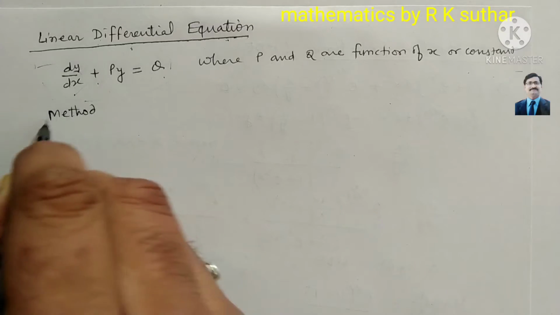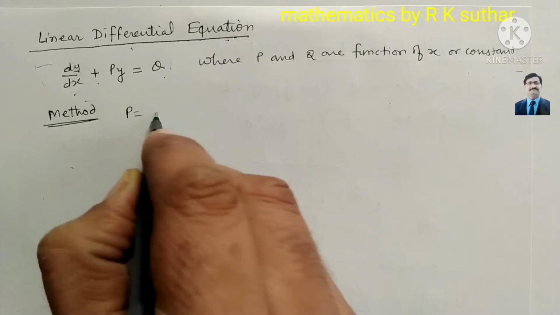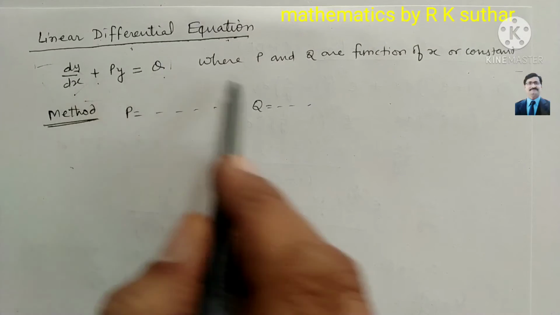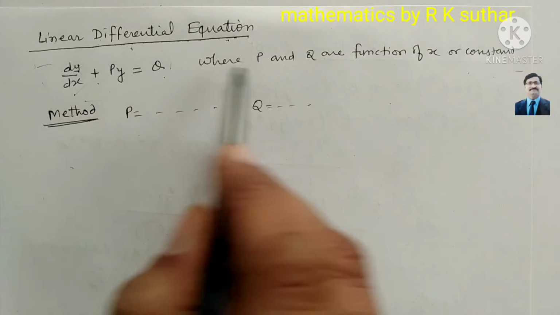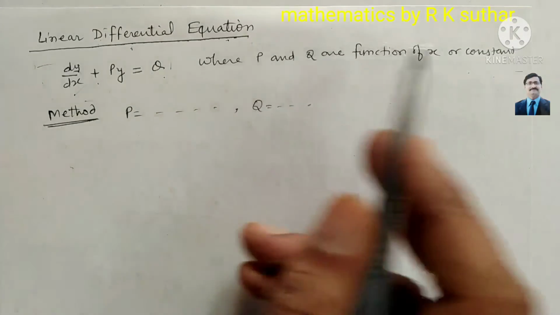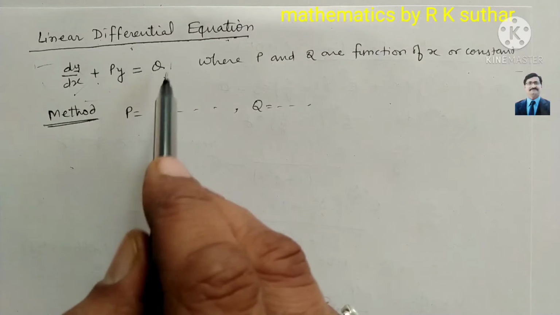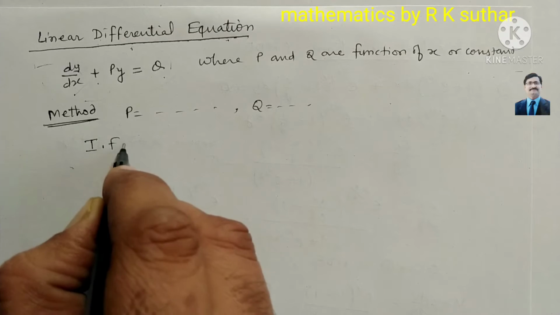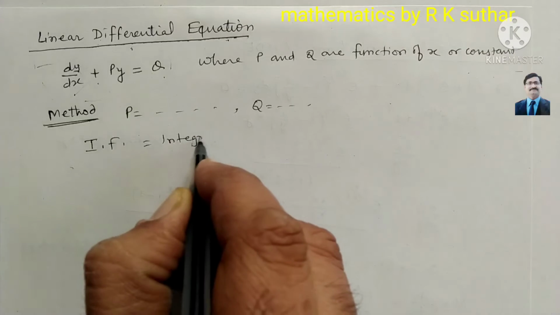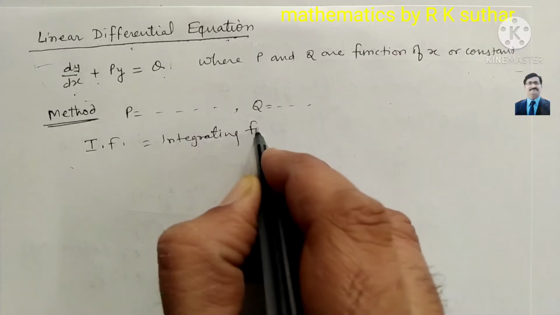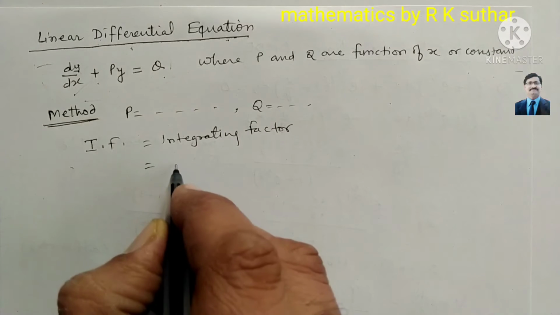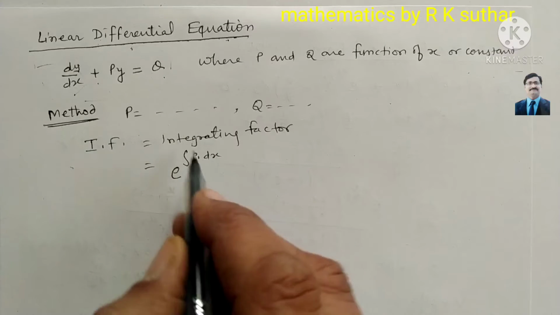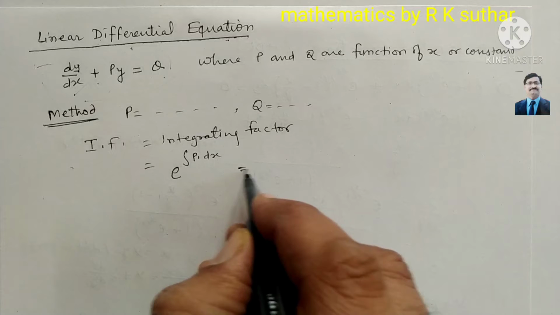So for this, first we will find P, and then we find Q. P is the coefficient of y, and Q is the right-hand side, whatever function of x or constant you have, this is Q. Then we find the integrating factor. For this we have a formula: e to the power integral P dx. Whatever P you get, you put here and solve.